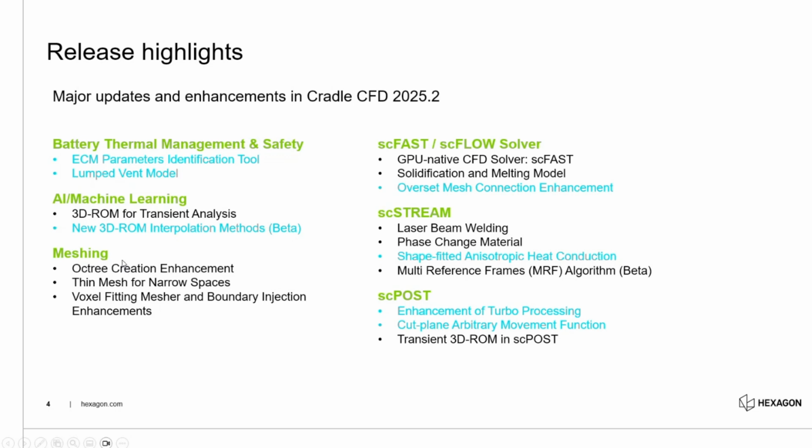And then we'll spend time on some meshing related issues. This is something that's always of import to people that use CFD. And then a new solver that not everybody knows about, the scFAST solver. We'll briefly talk about that, and then some solidification and melting models. And then for SC-Stream, some additional material models and methods that have been added and changed. And then just a little bit about scPOST, in other words, looking at the results. Now this is using this AI and machine learning data.